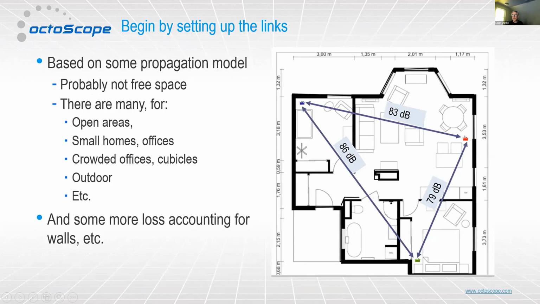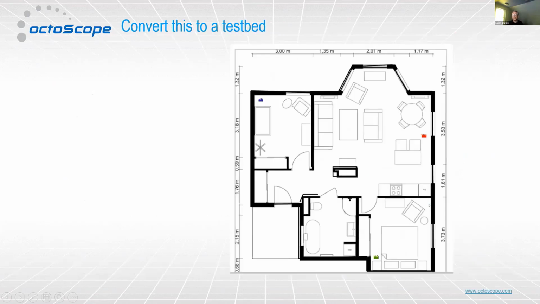So we can say, well, between red and blue, there should be 83 dB of path loss. Between blue and green, there should be 86. Between green and red, there should be 79. Okay, so now we know that. All right, so what does that mean? What do we do with that information?